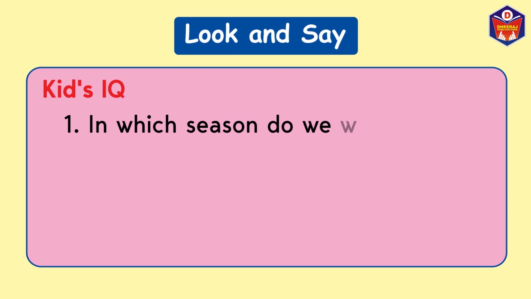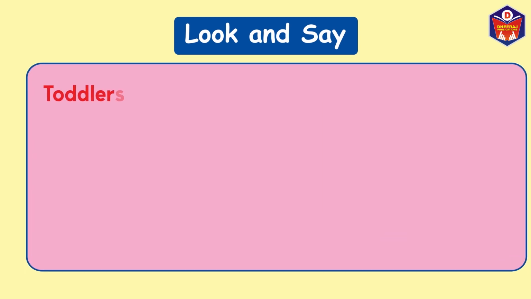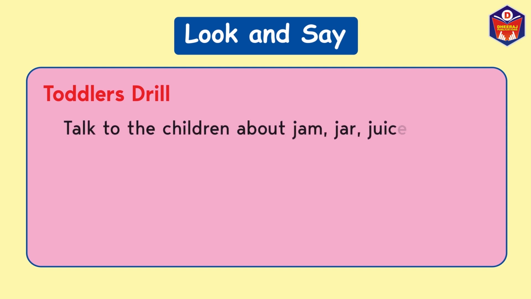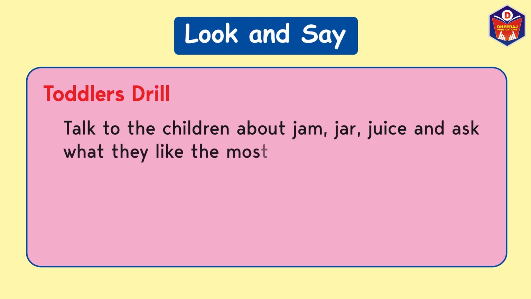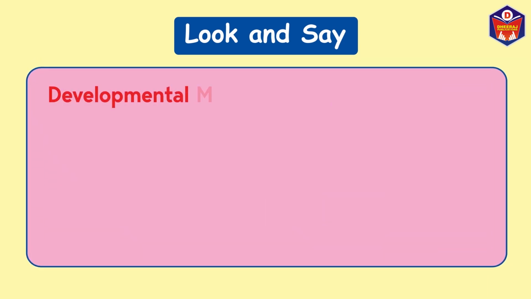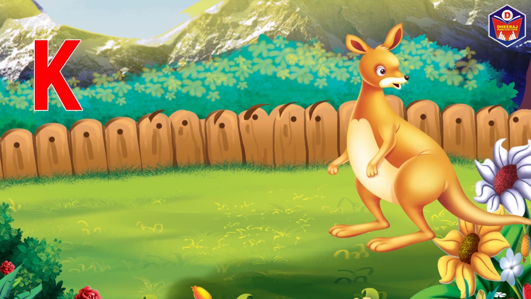Kids IQ. Question 1. In which season do we wear jackets? Question 2. Which food item do you pair jam with? Toddler's drill. Talk to the children about jam, jar, juice and ask what they like the most. Have they ever worn a jacket or traveled by a jeep? Help them to recall their memories. Developmental milestones: observation, visualization, inference skills.